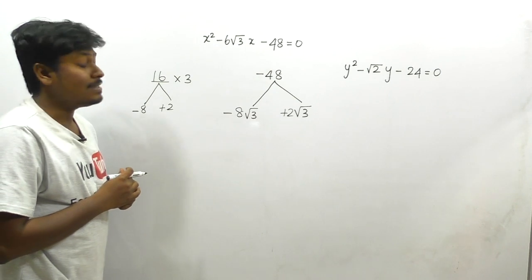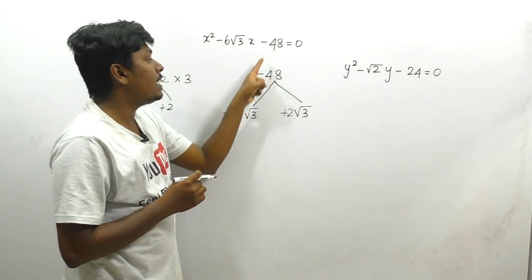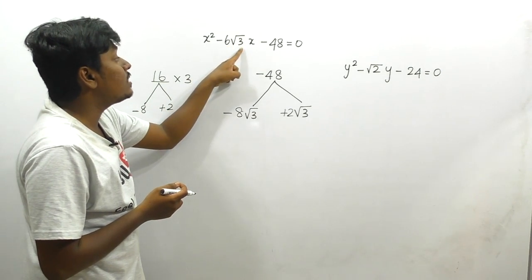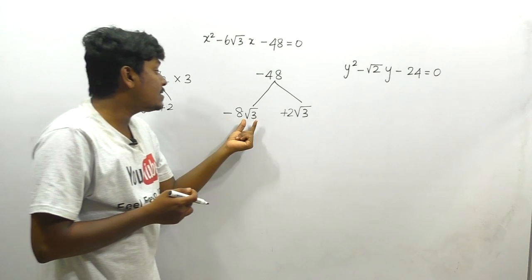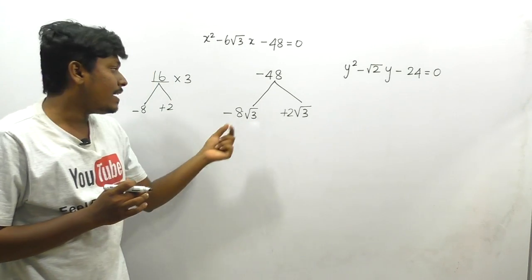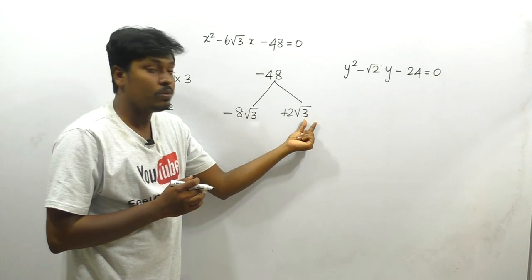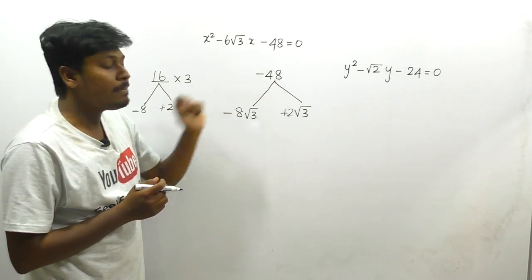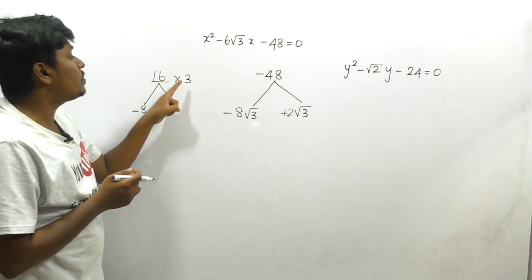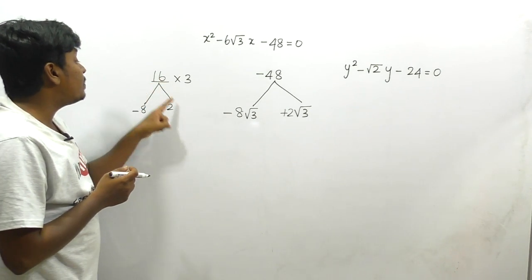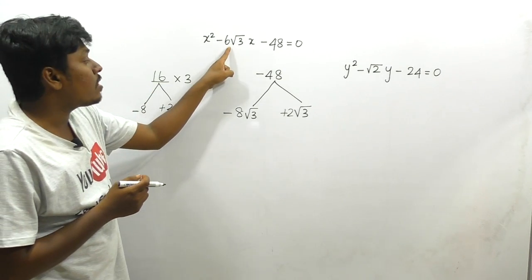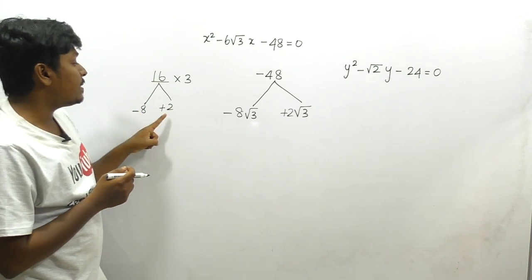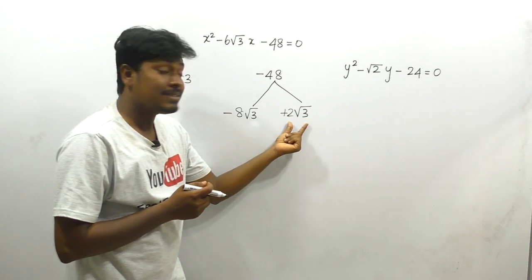Friends, any doubt? Listen carefully. Step number 1, minus 48. Step number 2, look at what number is inside the root. Here it is root 3, so on both sides, root 3. Root 3 into root 3 will be 3. The number that multiplied into 3 gives the resultant minus 48: 16 into 3 is 48, and 16 is to be split into 2 factors in order to bring minus 6. So 8 into 2 is 16, minus 8 plus 2. When we add both the numbers, friends, listen carefully.